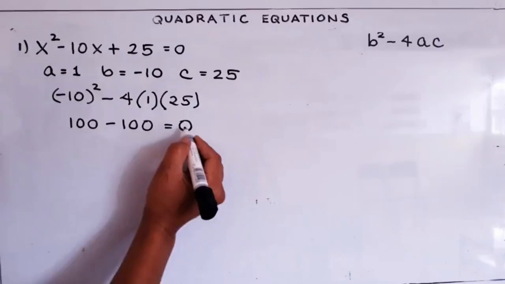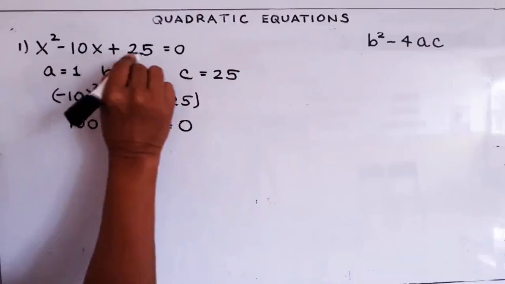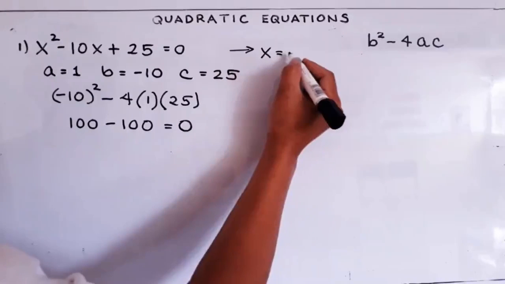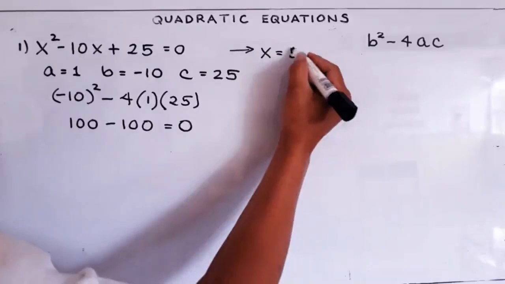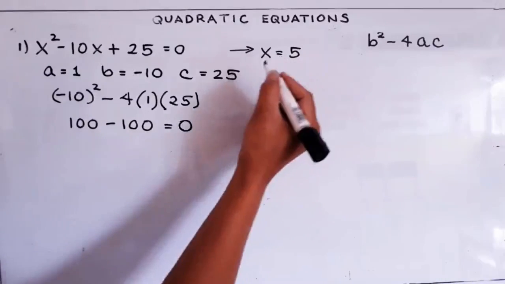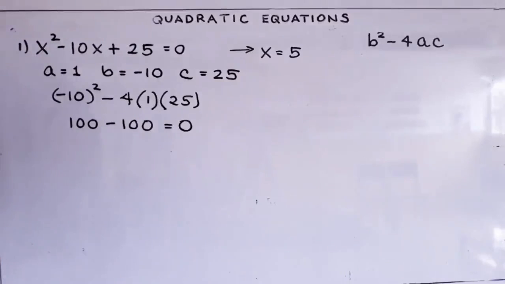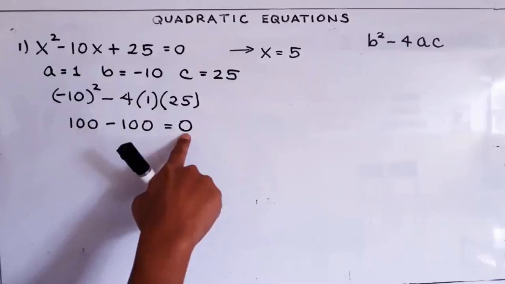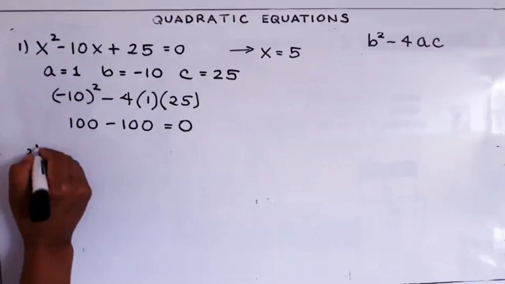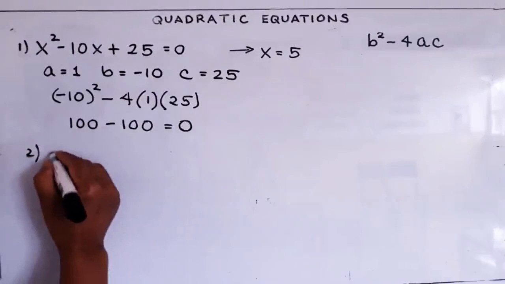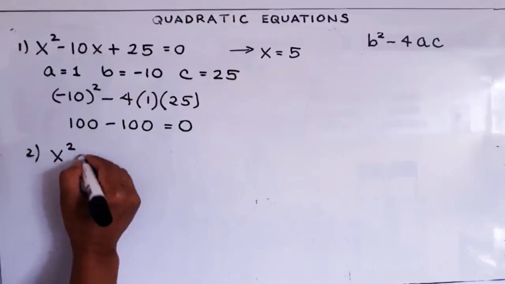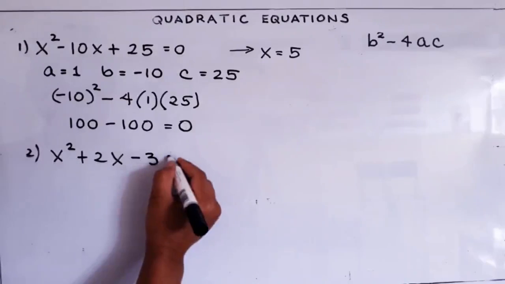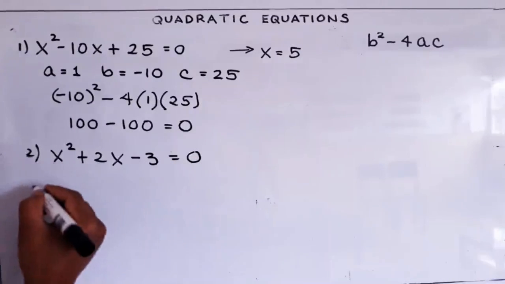Therefore, if that is 0, we have only one solution for this equation, and when we solve it, we know that the solution there is x equals 5. There is only one solution because this is 0. Okay. Number 2, we have x squared plus 2x minus 3 is equal to 0.